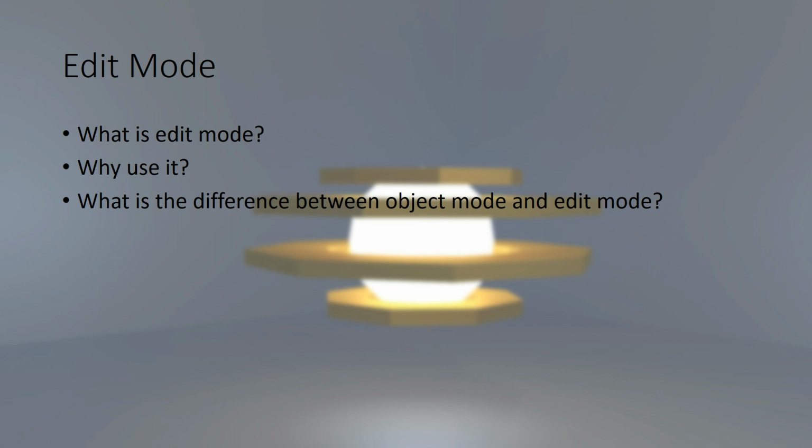So we've had a look at, or we've spoken about, what object mode is. So I'm going to introduce you to edit mode and why we use it. Edit mode is basically where you can alter the shape of your mesh. This is where the modeling is actually done. The modeling is not done in object mode.